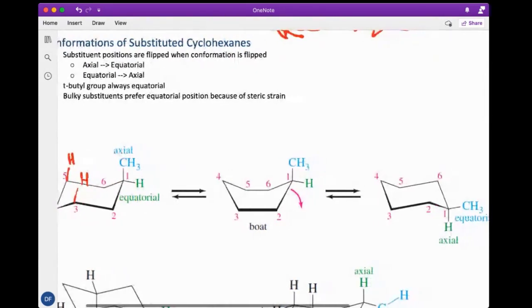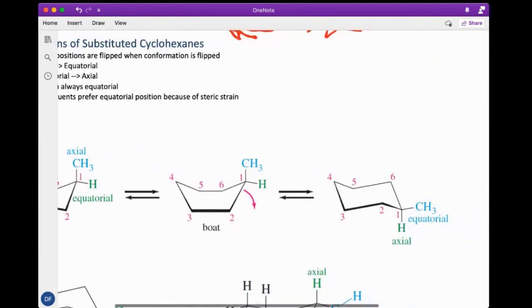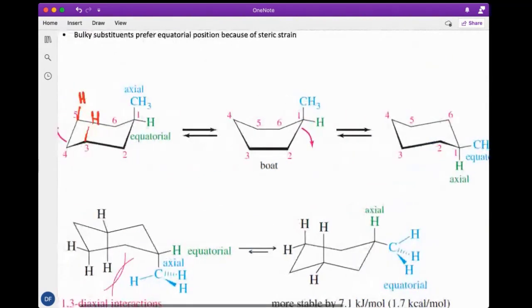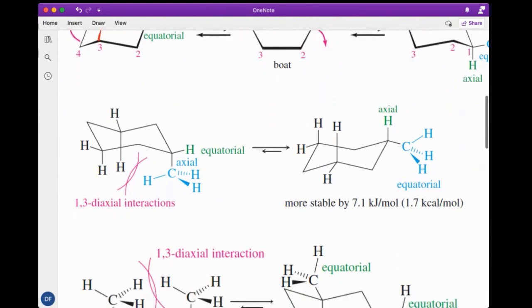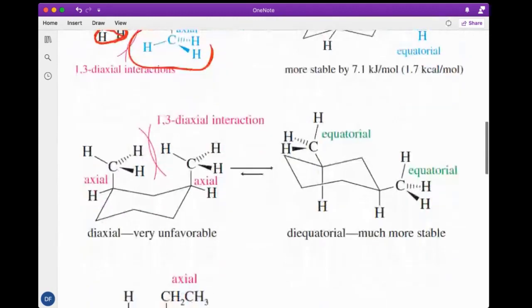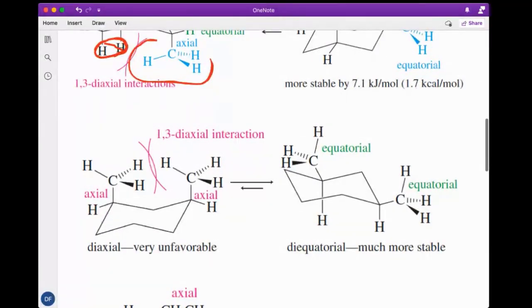What happens is it momentarily becomes a boat, and then it switches to the other chair conformation. Over here it's called diaxial interactions. This is less stable because, like I said, of these hydrogens interfering with this whole molecule. So this is more stable because of that. Same with this: if you have two bulky groups, they will repel each other, and that will be very unfavorable, whereas here they're away from each other.